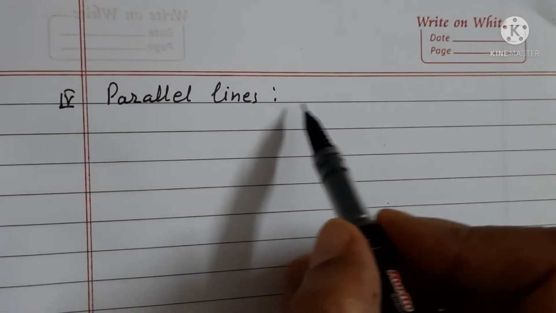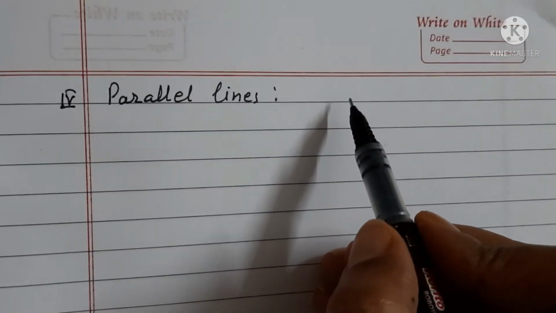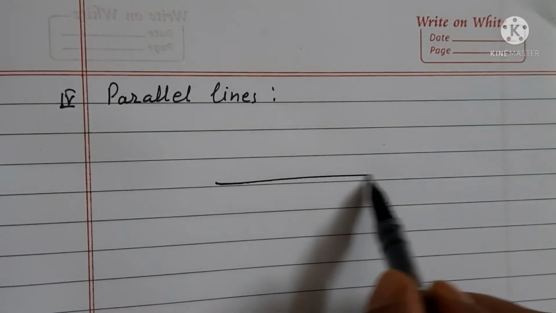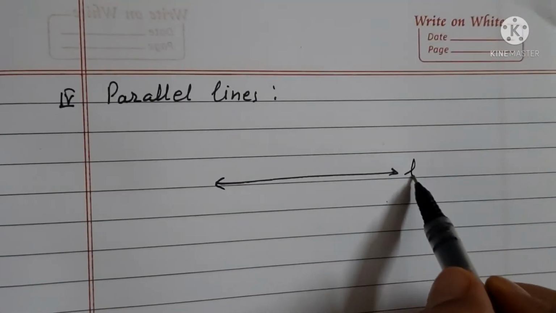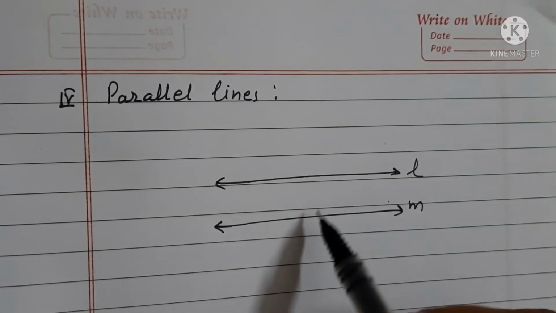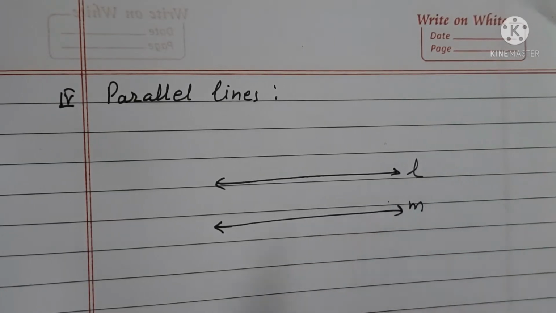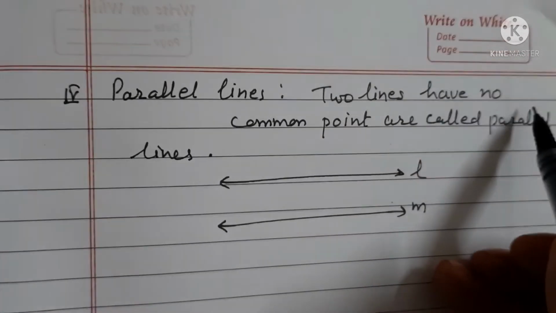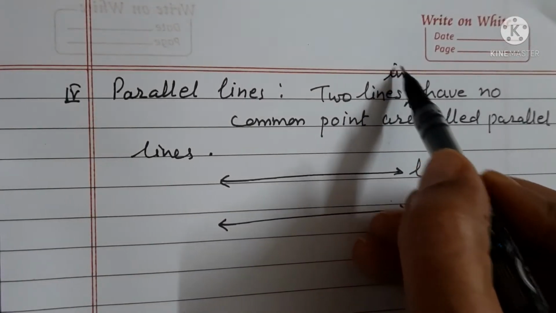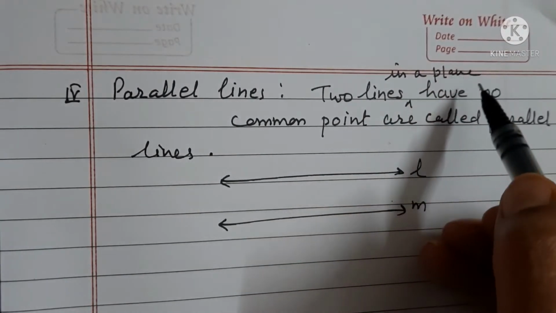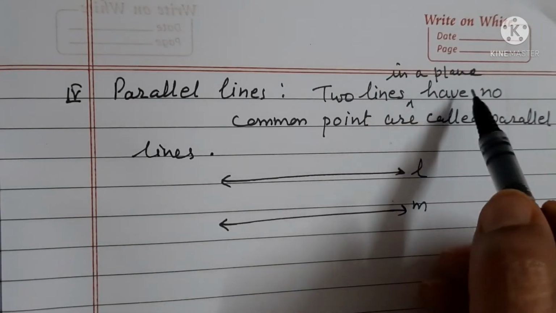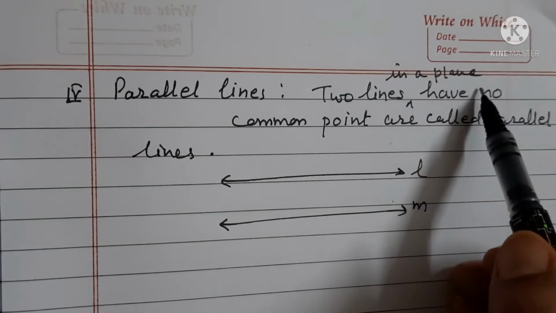Parallel lines. Two lines having no common point are called parallel lines. Suppose this is line L and other is M, both having no common point. These are parallel lines. Two lines in a plane. We are showing lines or rays or line segment etc. in a plane, so this has to be right.